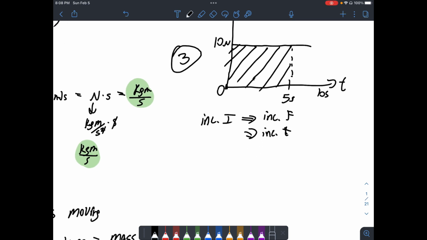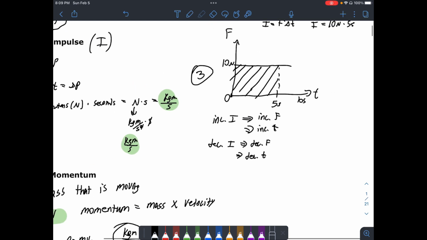And again, vice versa, just for completeness. All right, if we want to decrease our impulse, we will decrease F, bring this down, or decrease the time that our force is applied, right? Cut that in half, maybe less impulse.